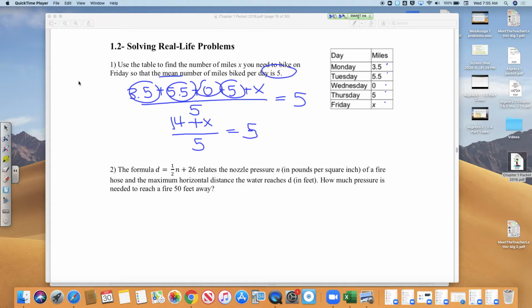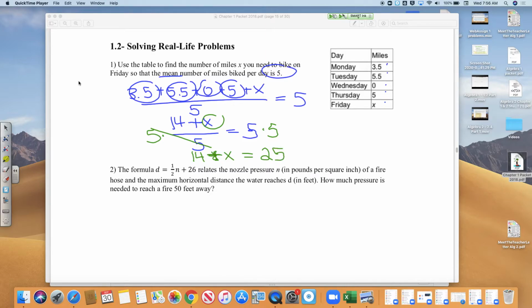this is 14 plus x over 5 is equal to 5. All right, now to solve this equation, right now this x is kind of bound in the fraction. So what I'm going to do is get rid of the divided by 5 by multiplying both sides by 5. When I do that, these 5's cancel out. I'm left with 14 plus x. Sorry, my board's a little bit weird. That should be a plus sign, is equal to 5 times 5 is 25.